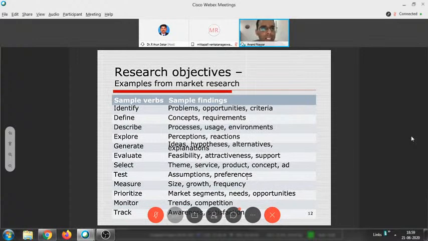So the most important research objectives, which you should see over here: identify, define, describe, explore, generate, evaluate, select, test, measure, prioritize, monitor, and track. All these verbs should be there inside your objectives. So that's the literature, that's the proper English that you have to make.